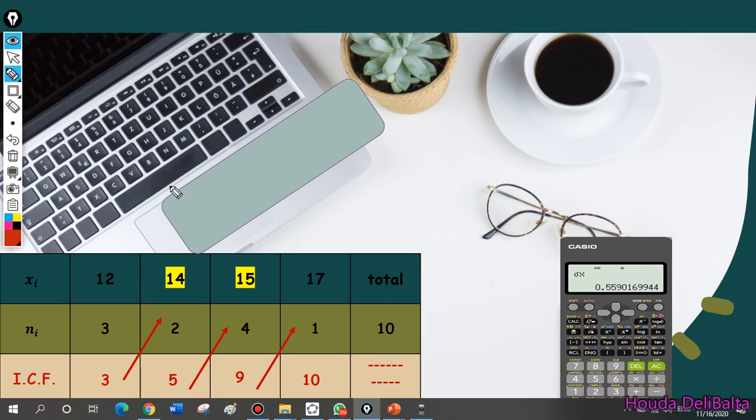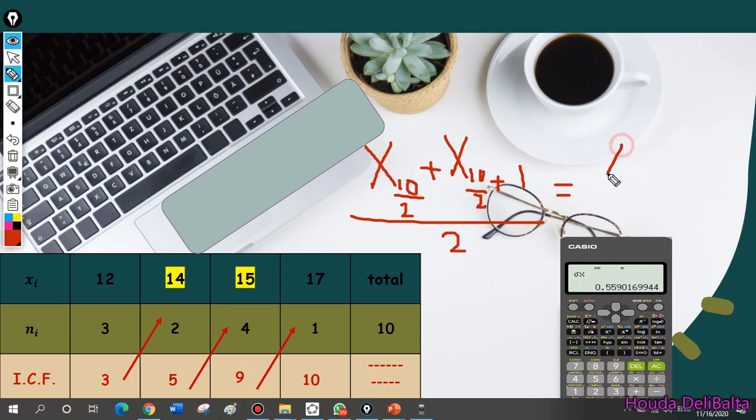Now if we want to use the rule that says that we have to use x of 10 over 2 plus x of 10 over 2 plus 1, and both over 2, so we are going to use this. X of 10 over 2 means x5, so I'm going to search for the fifth value, and x of 10 over 2 plus 1 means x6.